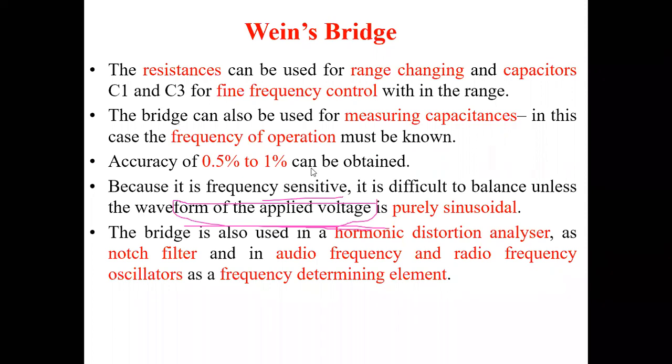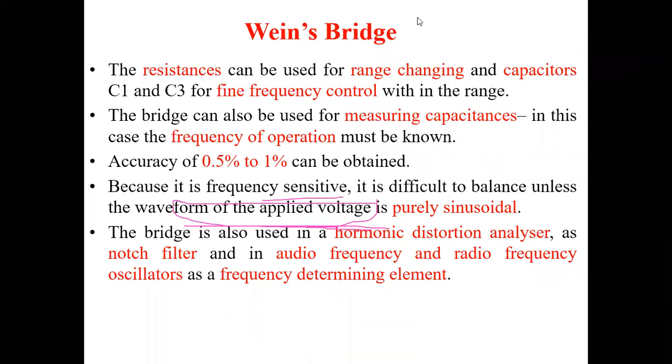It has an accuracy of 0.5% to 1%, and since it is frequency selective, only a purely sinusoidal waveform can balance the bridge. Okay, and this bridge is also used in a harmonic distortion analyzer as a notch filter, and also in audio frequency and radio frequency oscillators as a frequency determining element. And this is about the Wien bridge.